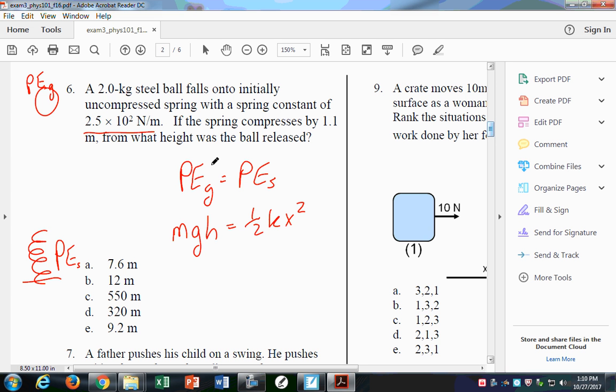Again, all these equations are on your equation sheet, which you'll have on the test. I'll print it for you and give it to you. But you need to be familiar with what's on there.